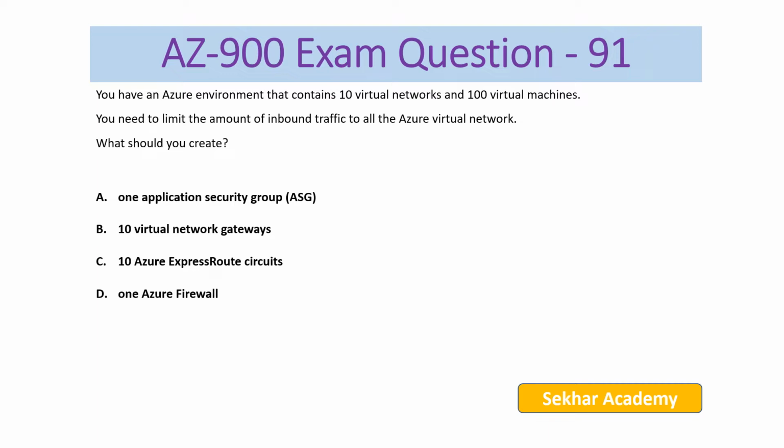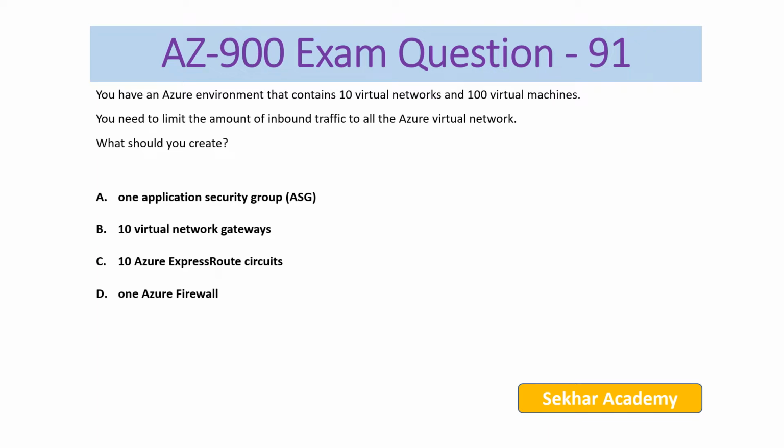AZ-900 exam question number 91. You have an Azure environment that contains 10 virtual networks and 100 virtual machines. You need to limit the amount of inbound traffic to all the Azure virtual networks. What should you create? The options we have: A, one application security group, B, 10 virtual network gateways, C, 10 Azure Express Route circuits, and D, 1 Azure firewall.